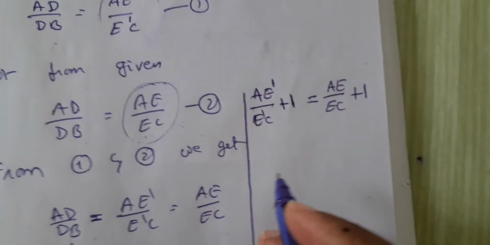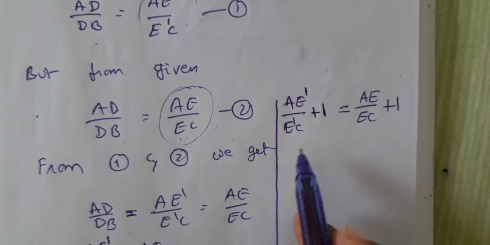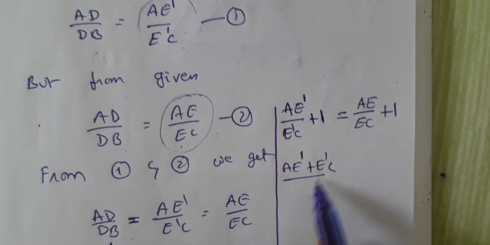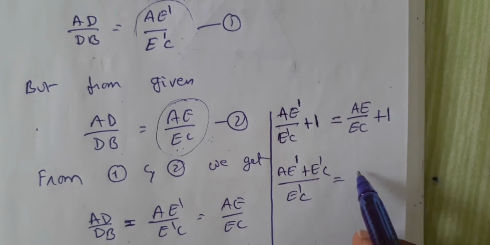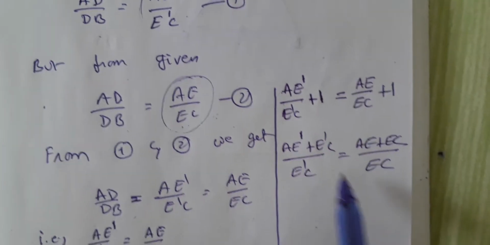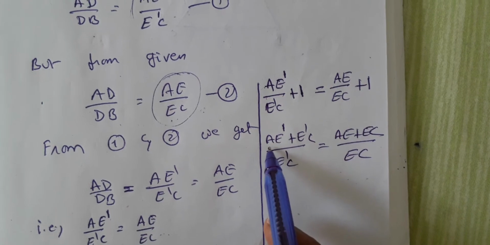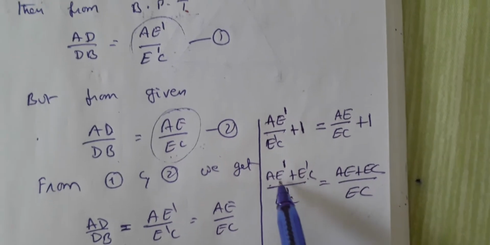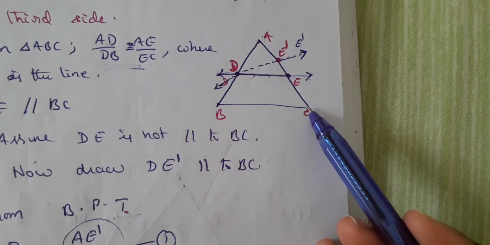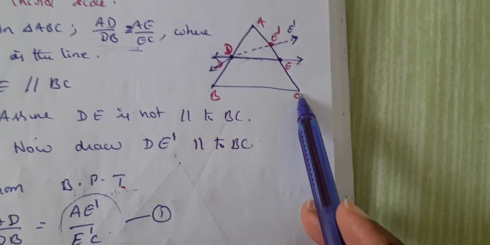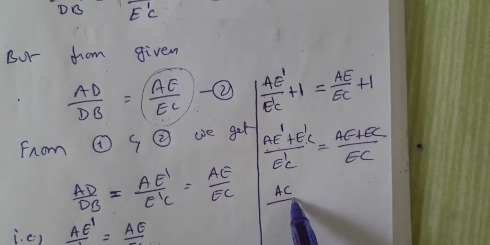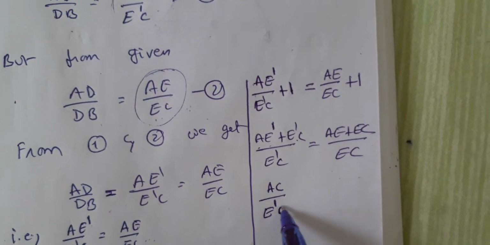Okay, so now after adding 1 on both sides, you will be getting, take the LCM, AE' plus E'C by E'C is equal to AE plus EC by EC. So after taking the LCM, we got this one. Now let us see what it is. AE' plus E'C is nothing but AC. Right? So therefore, in place of AE' plus E'C, we will write AC by E'C as it is.